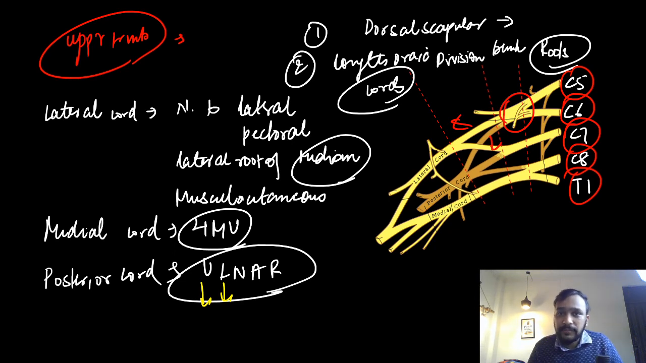Lower subscapular nerve is also going to supply your teres major muscle. Then N stands for nerve to latissimus dorsi, A for axillary nerve, R for radial nerve. So radial nerve is going to supply your muscles of the extensor compartment of the arm and forearm. Axillary nerve is going to supply your teres minor muscle and your deltoid muscle.